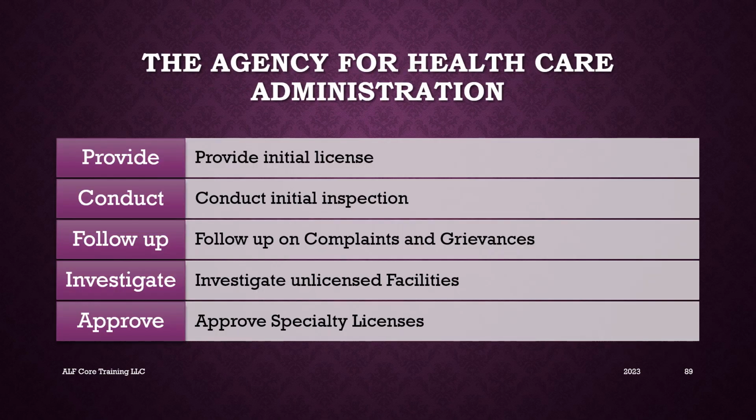The Agency for Healthcare Administration provides the initial license. They also conduct the initial inspection. The agency will do the follow-up on complaints and grievances. The agency will also investigate unlicensed facilities and approve specialty licenses.